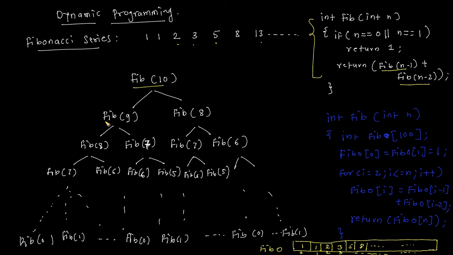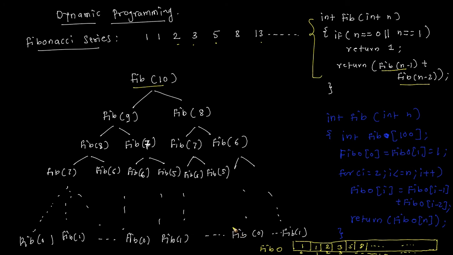This is a function call again. For this call I'll have to execute this complete code. For this call also I'll have to execute this complete code. That is how the calls will be generated. And if you look at this tree, at the bottom of this tree, or at the leaves of this tree, you will have only calls like fib of 0, fib of 1, fib of 0, fib of 1, etc. Only fib 0 and fib 1.